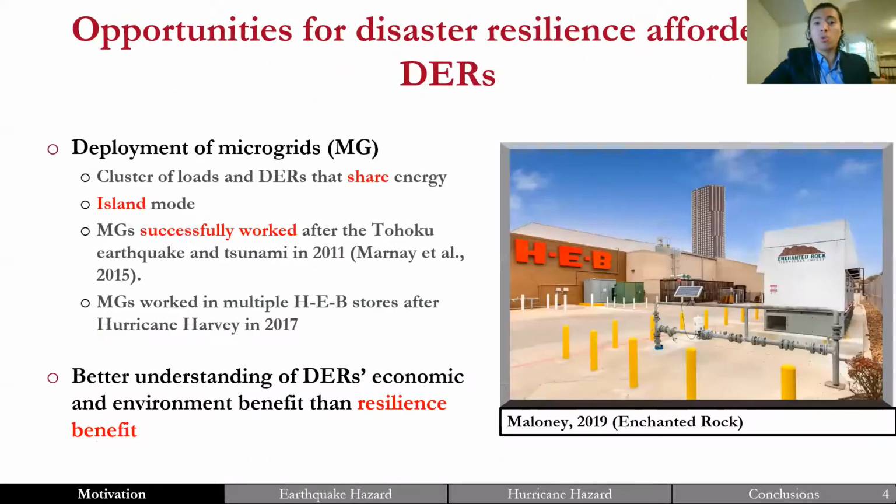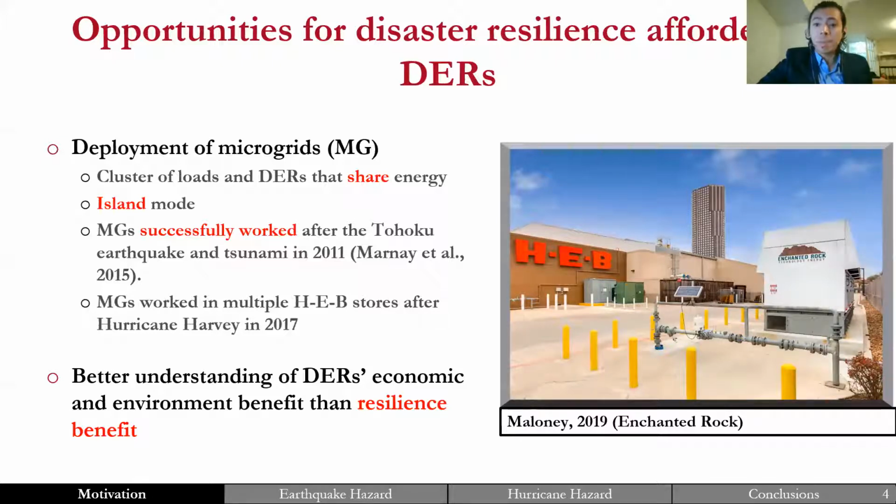And that, together also with microgrids. Microgrids are not a new technology. They've been around for a few decades. A microgrid is just a cluster of consuming customers or loads and distributed energy resources that can share energy. One of their key features is that they can work in island mode. That means that when the main grid is out, they can still work with their own generation.